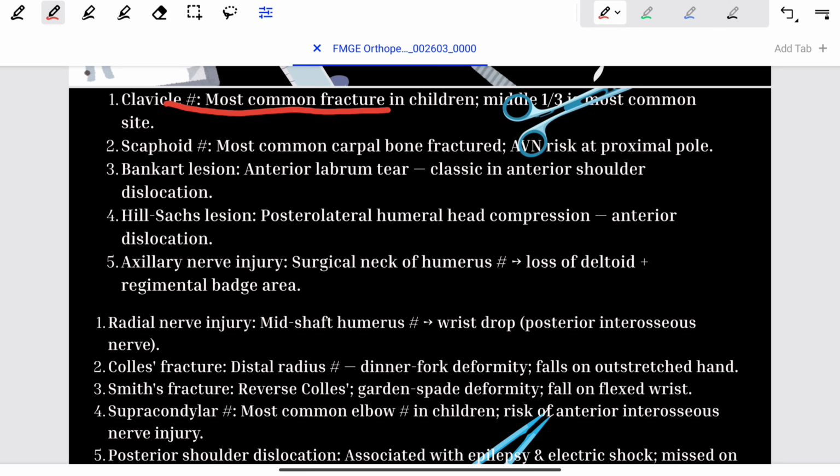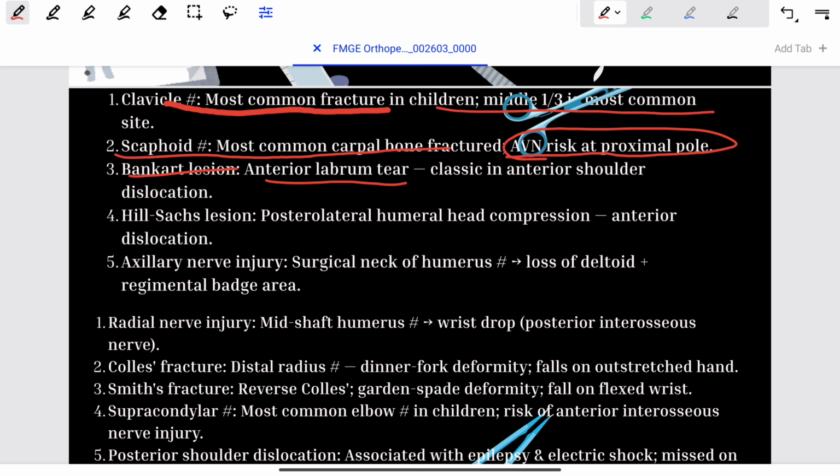Middle 1/3 is the common site. Scaphoid fracture, most common carpal bone fracture. Proximal pole is prone to avascular necrosis. Bankart's lesion, anterior glenoid labrum tear seen in anterior shoulder dislocation. Hill-Sachs lesion, posterolateral humeral head compression defect associated with anterior shoulder dislocation.